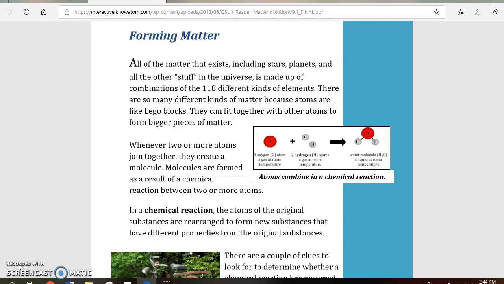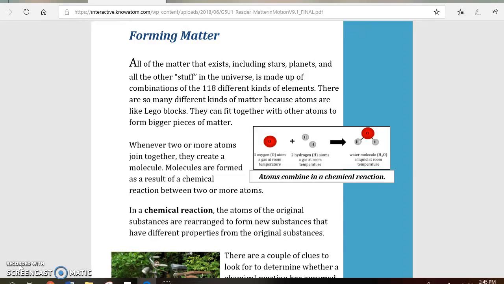Forming matter. All of the matter that exists, including stars, planets, and all of the other stuff in the universe, is made up of combinations of the 118 different kinds of elements. There are so many different kinds of matter because atoms are like Lego blocks. They can fit together with other atoms to form bigger pieces of matter. Whenever two or more atoms join together, they create a molecule. Molecules are formed as a result of a chemical reaction between two or more atoms.